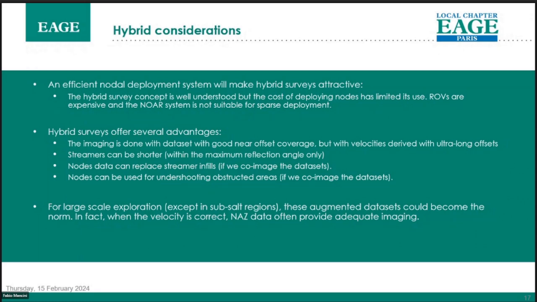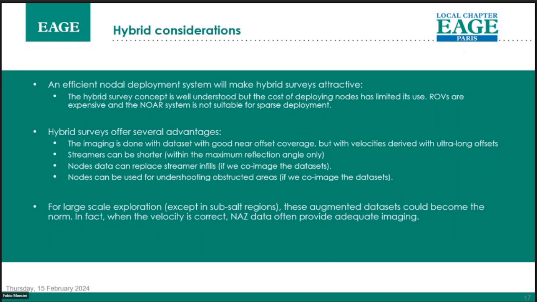So very often in classical geology, I'm not talking subsalt, a 4 or 5 kilometer offset with the streamer would be enough to do the imaging. Also, if you start co-imaging the data set, you can think about using the data from the nodes to replace infill gaps on the streamers. And the nodes can also be used to cover obstructed areas. So you could have a denser patch of nodes around a platform, and you avoid doing multiple passes of your streamer vessel. And this solution, I think, would be quite interesting for large-scale exploration.